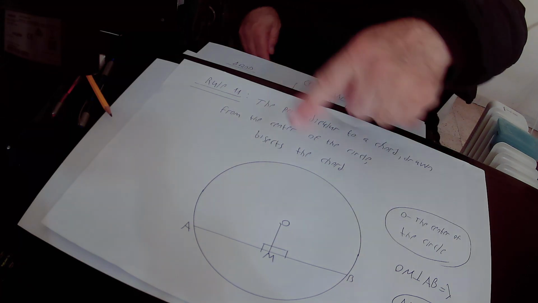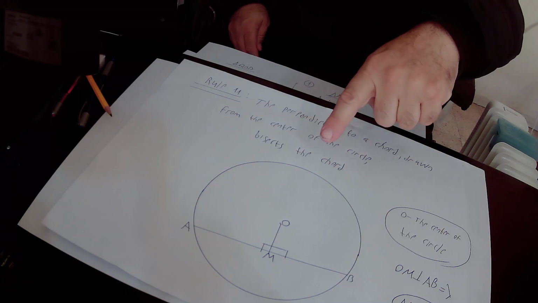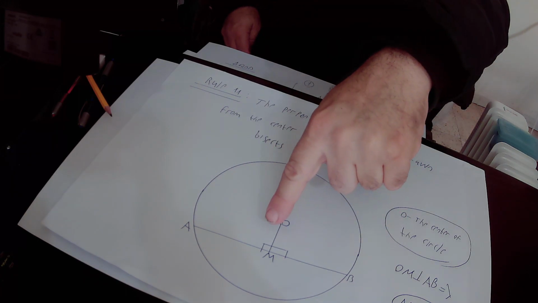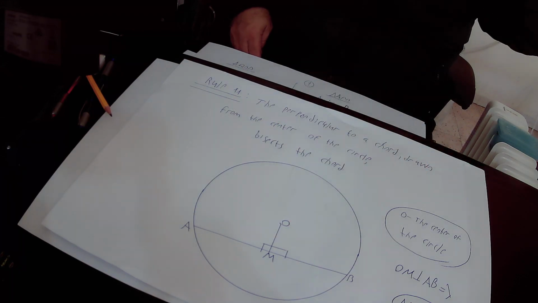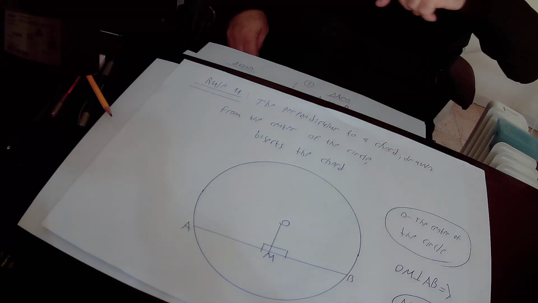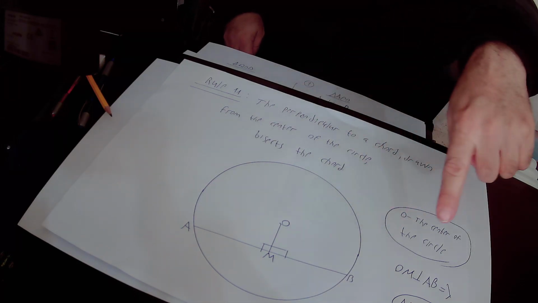The center of this circle is here at point O. From point O, we draw a perpendicular on AB. That is to say, this angle equals 90 degrees and this angle equals 90 degrees according to our construction. So whenever I draw from the center of the circle a perpendicular to a chord, like here, OM is perpendicular to AB, then OM will also bisect chord AB.